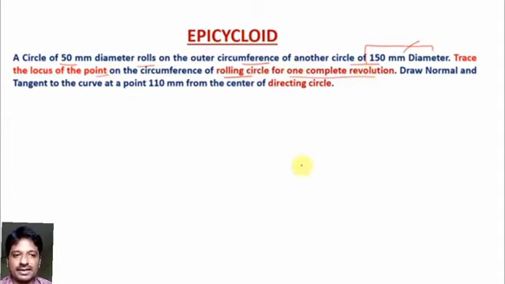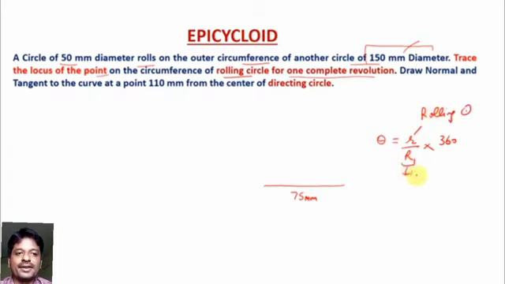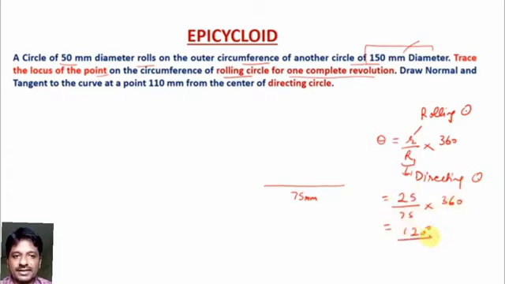We have to make a horizontal line, and this horizontal line represents the directing circle. In this case, it is 75 mm. After that, you have to find out the sector angle. The sector angle formula is small r divided by capital R into 360 degree. In this case, the small r is 25 mm and the capital R is 75 mm. So 25 divided by 75 into 360, so it is 120 degree.